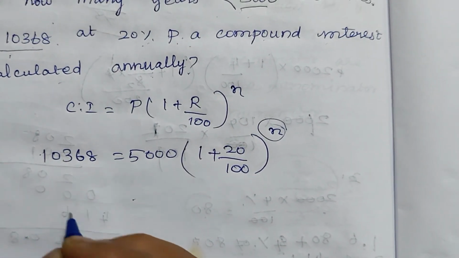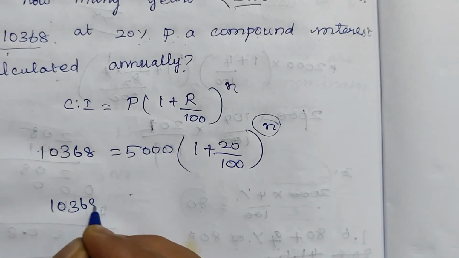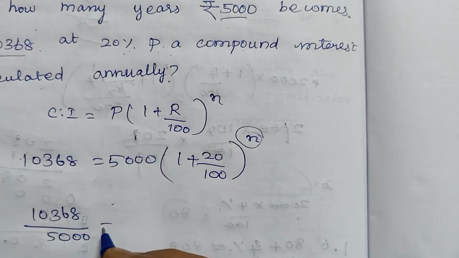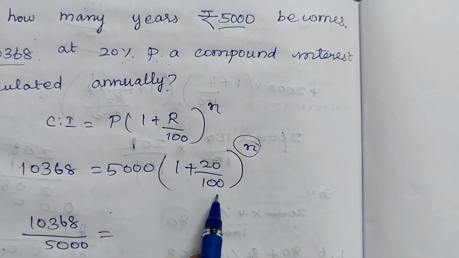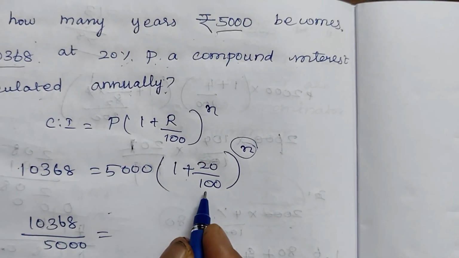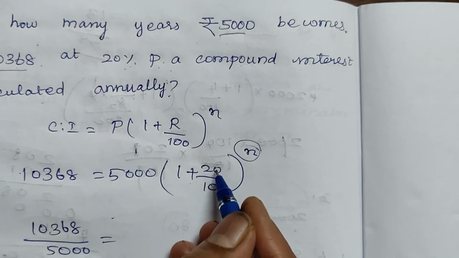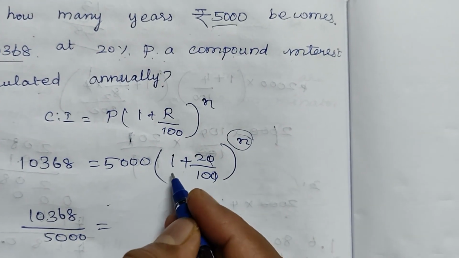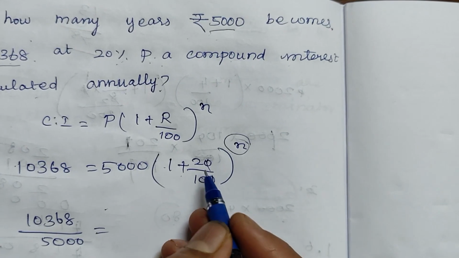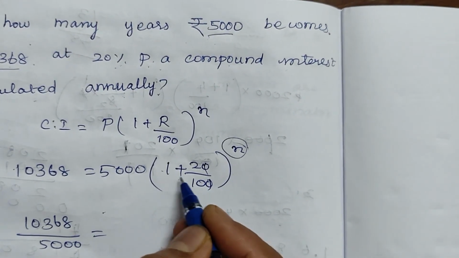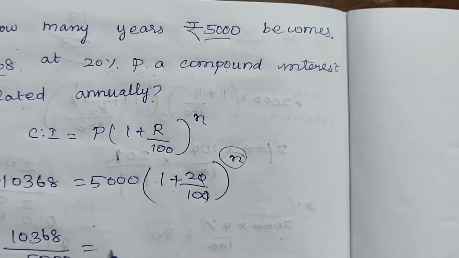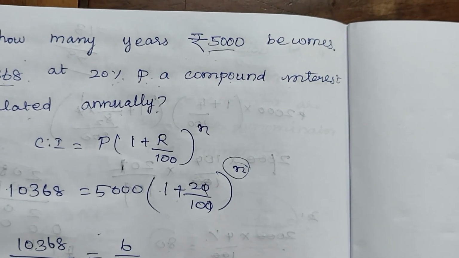So 10368 divided by 5000 is equal to (1 plus 20 by 100) the whole power n. 1 plus 20 by 100: the 0s cancel, so it is 1 plus 1 by 5, which is 5 plus 1, 6 by 5. So it is 6 by 5 the whole power n.